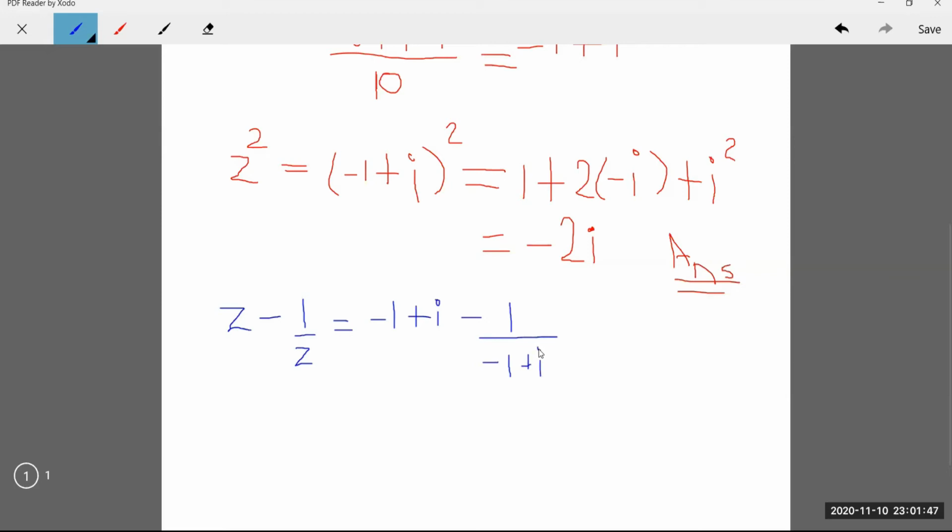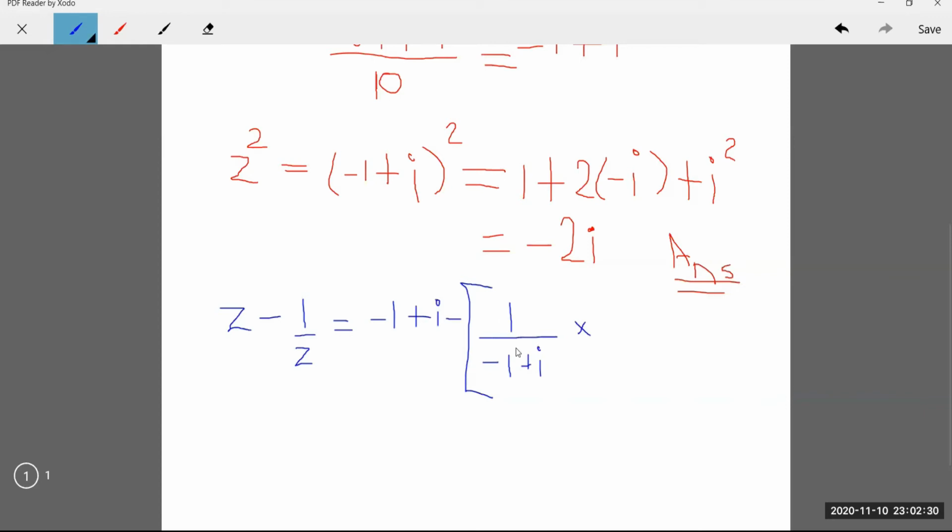Now, in order to subtract two complex numbers, we usually group the real parts and the imaginary parts. But the thing about 1 over z is that it's not in its standard form. To get 1 over z in its standard form, we have to multiply by the complex conjugate. So what I'm going to do is put a bracket right here to show that we're going to simplify 1 over z, or put it in its standard form.